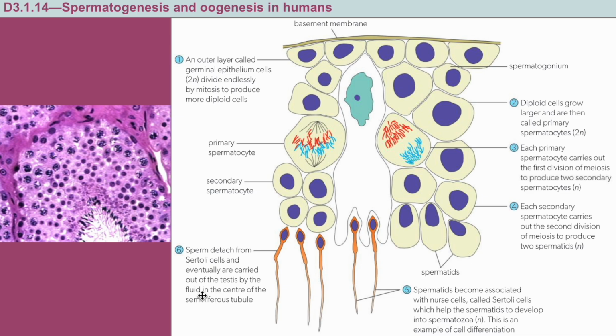Here is an outline of what we just talked about. Feel free to pause and read through that. Here's another image, and we can see again the mitosis occurring. And then towards the center, we eventually end up with sperm.